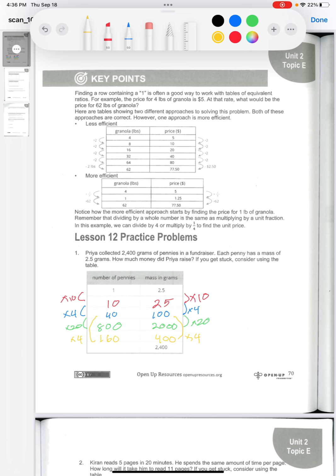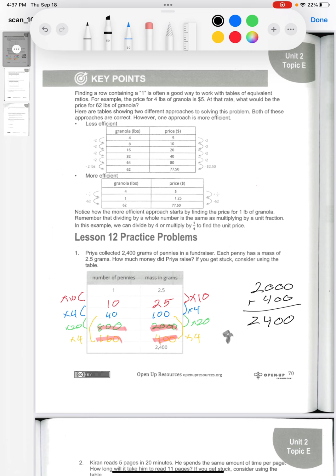Now, if I add 2,000 plus 400, I get 2,400. And so I can combine these two to get 2,400. So I combine those two.